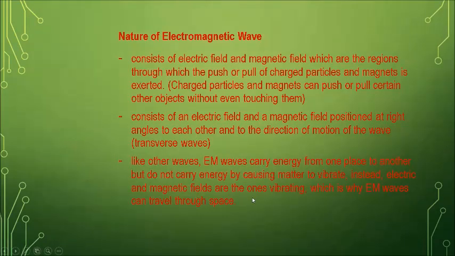And like other waves, EM waves carry energy, which is transmitted from one place to another, but they do not carry energy by causing matter to vibrate. Instead, it's the electric and magnetic fields that are vibrating. This explains why EM waves can travel even through space, because electromagnetic fields are just regions in space as well.